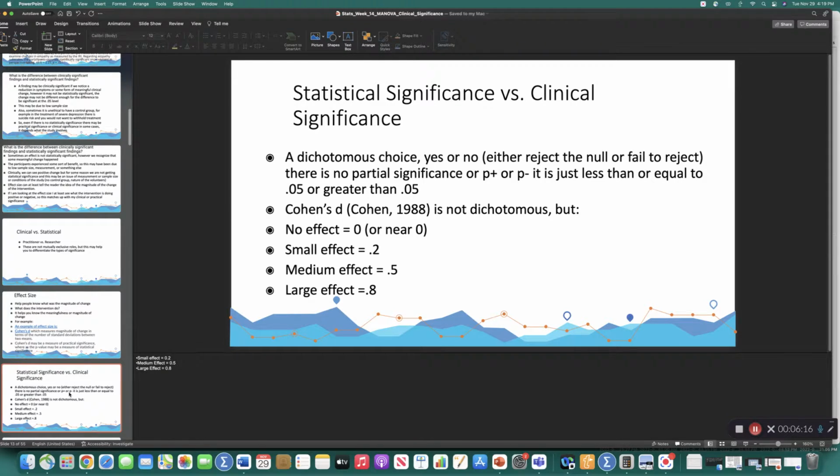But with Cohen's d and effect size, this is not a dichotomous decision. There's a continuum. If there's a value for Cohen's d that's close to 0, we would say there's no effect. If it's around 0.2, we'd say that's a small effect. 0.5 represents a medium effect, and 0.8 and above represents a large effect.